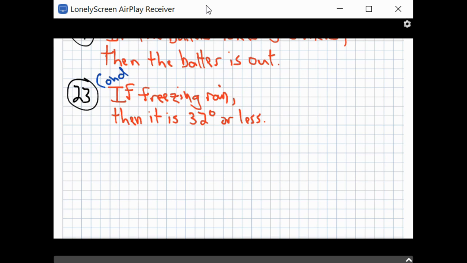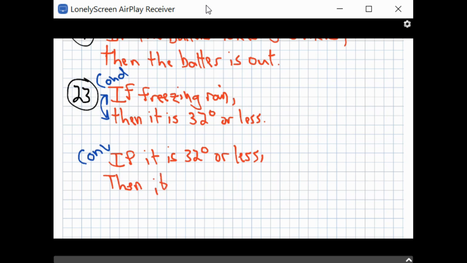So let's go ahead and look at the converse, where we're going to switch our P and our Q. So let's go ahead and say, okay, if it is 32 degrees or less, or the air temperature is 32 degrees Fahrenheit or less, then freezing rain is falling.